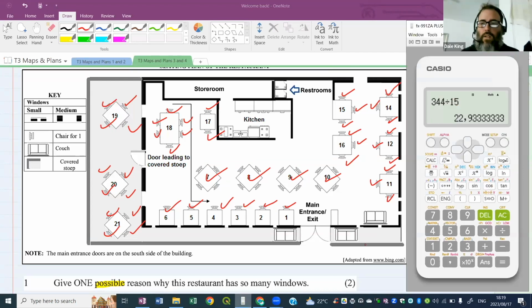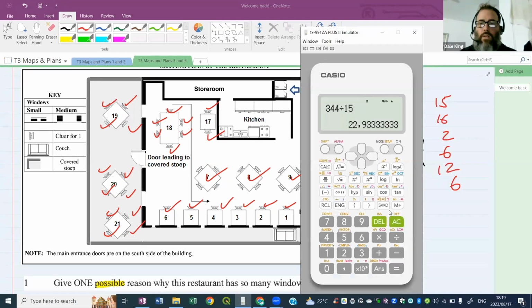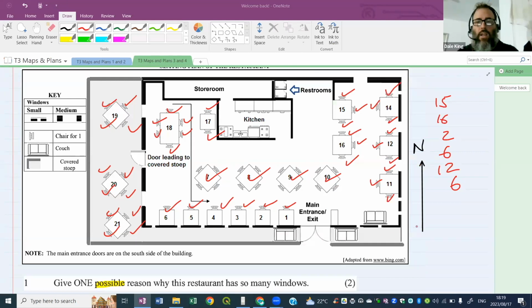Let's quickly do the calculation. I need to move this calculator over a little bit because we can't see the numbers. There we go. All right, let's add these all up. So 15 plus 16 plus 2 plus 6 plus 12 plus 6 is 57. Okay, so we've got 57 chairs.